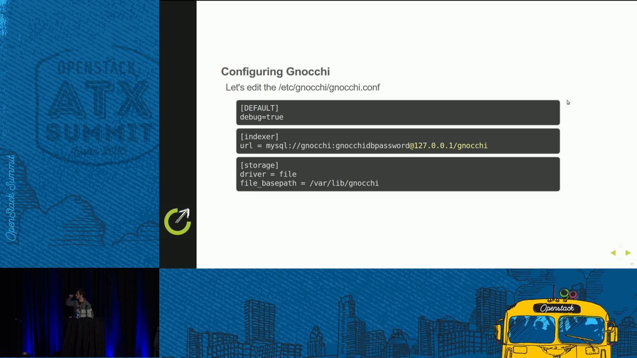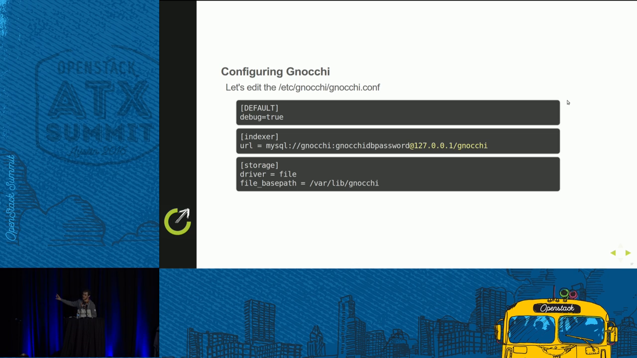Indexer is a connection URL, so you're referencing the configuration you made before on the MySQL database. And yeah, it's what's used for the indexer to relate to the files you're creating, even in Ceph, Swift, or on the file backend.